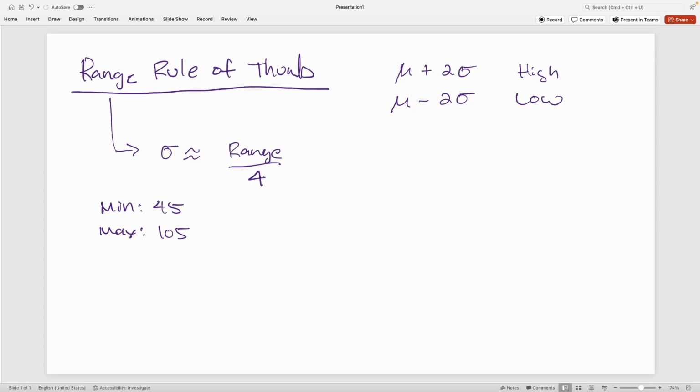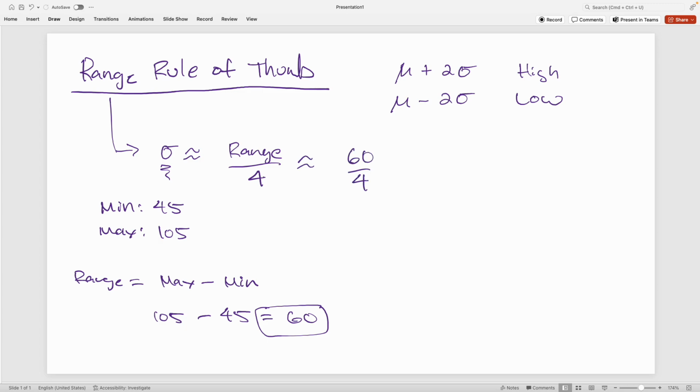Remember, to calculate the range is simply equal to the max minus the min. So I'm going to take 105 and subtract away 45, and I should end up with 60. So my range is equal to 60. I'm going to plug that into my approximation of sigma. So this is approximately equal to 60 divided by 4, which is equivalent to 15. So for this example, sigma is approximately 15 beats per minute.